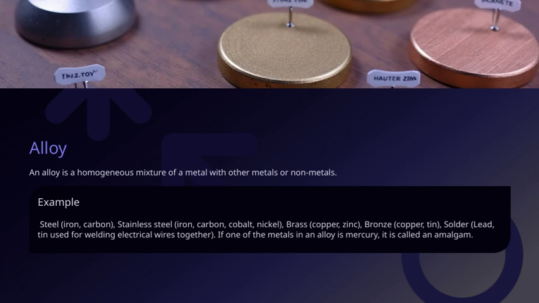An interesting point to remember is that if an alloy contains mercury, it's called an amalgam. These are often used in dental fillings or other specialized applications. Overall, alloys are crucial because they enhance the properties of pure metals, making them more suitable for specific uses. They are a key part of engineering, manufacturing, and everyday life, demonstrating how combining metals can lead to better, more versatile materials.